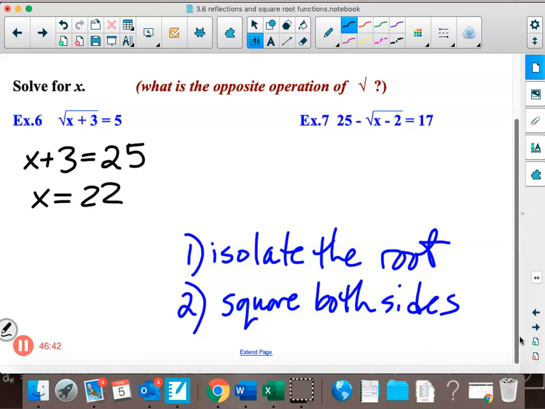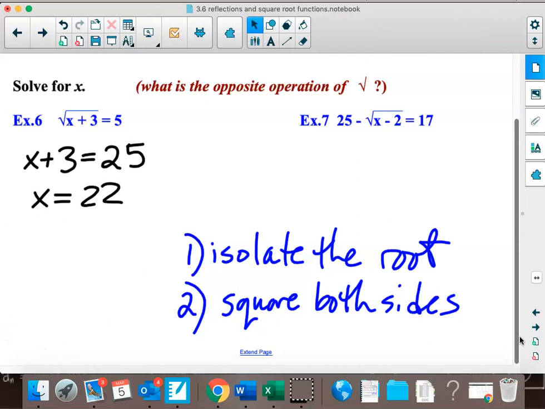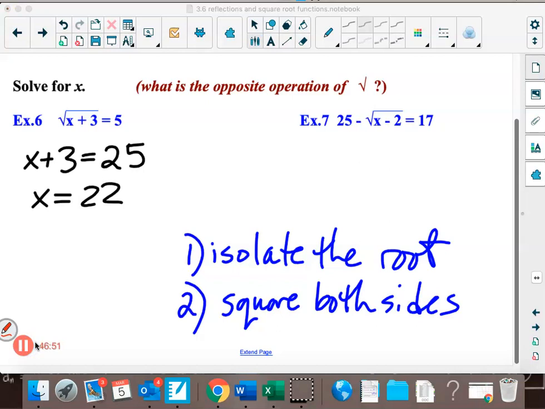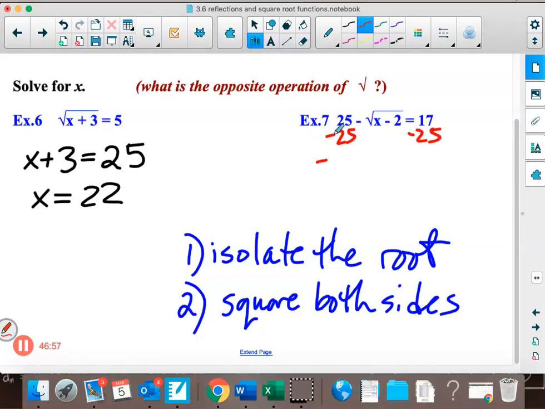For this one, you know what? I'm going to make you guys do it. Take a minute. Solve it. Start to finish. What do I have to do first? Subtract 25. So I have negative, don't lose that negative, root x minus 2, 17 minus 25, negative 8.